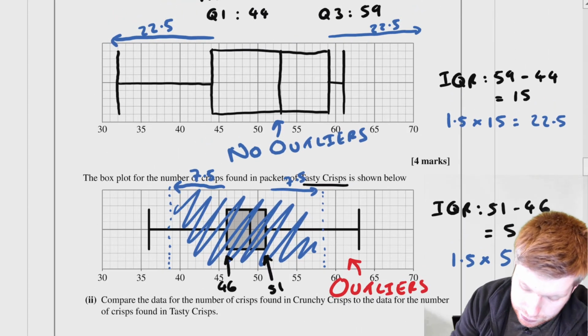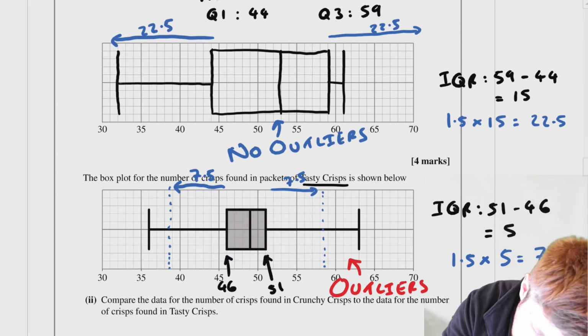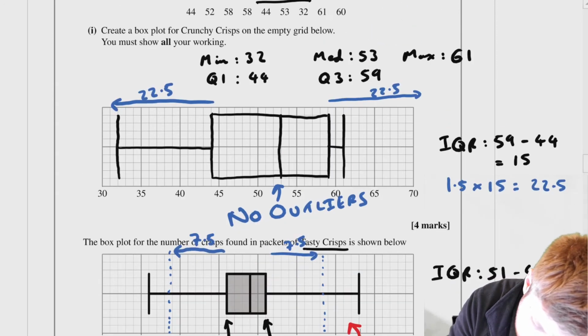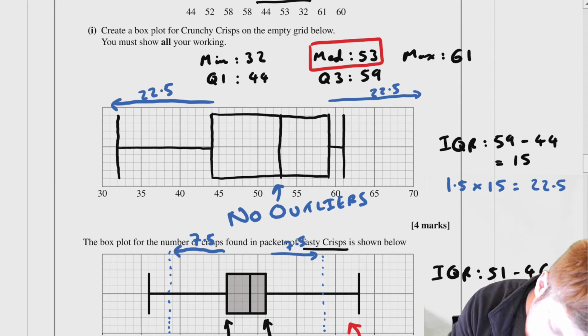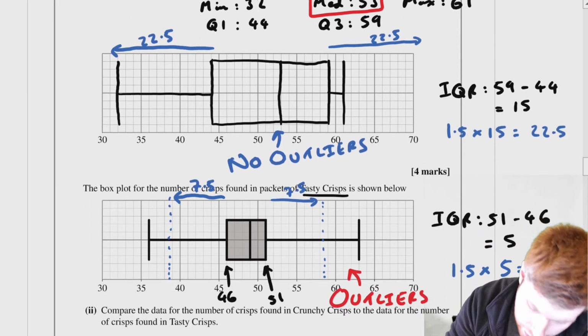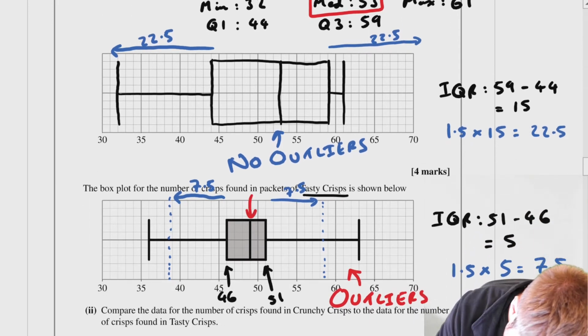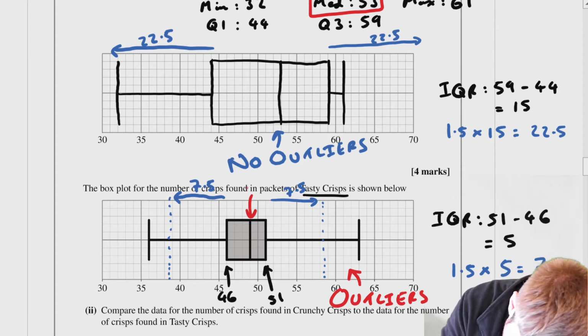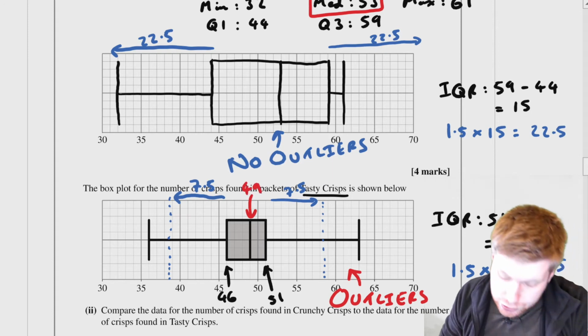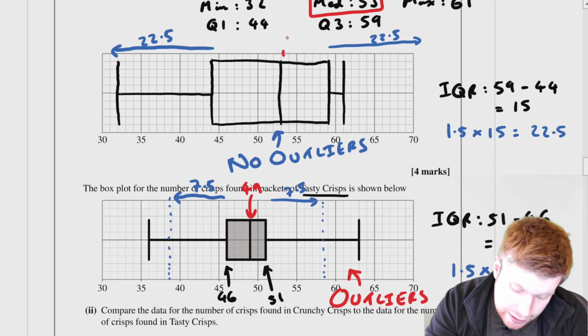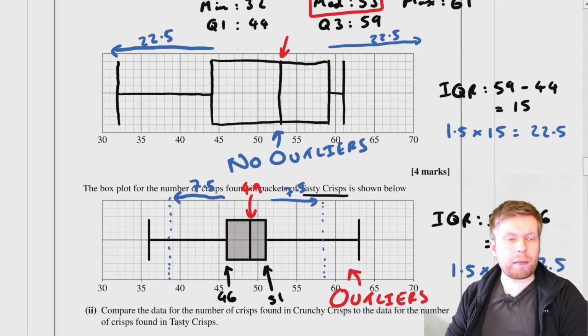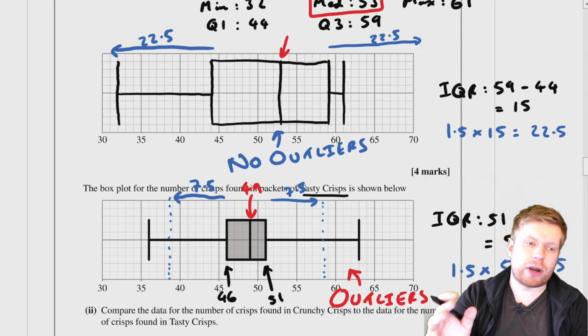I need to compare the medians for both box plots. Well, the median for the top box plot I've already been given, it's 53. Okay, the median for the top box plot is 53. The median for this box plot I can read off is going to be 49. Okay, so now I need to compare the medians of the box plots. Now just remember, median is just simply the average, okay?